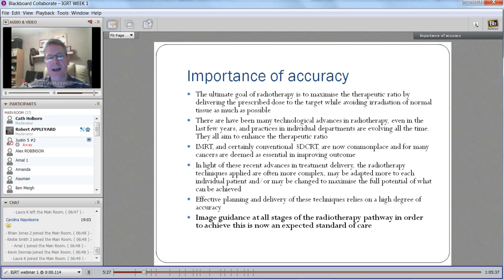We're in a position now where we can't really deliver radiotherapy to the accuracy that we want in a reproducible way without using imaging to achieve this. And what's clear now is that image guidance and image guided radiotherapy is an expected standard of care in the delivery of radiotherapy.